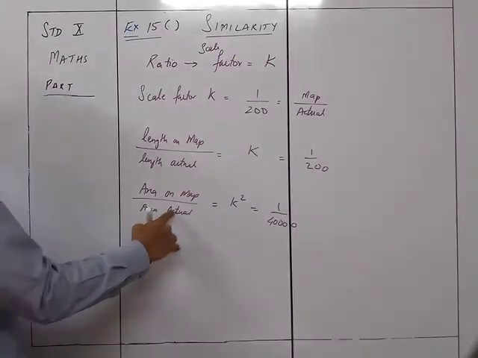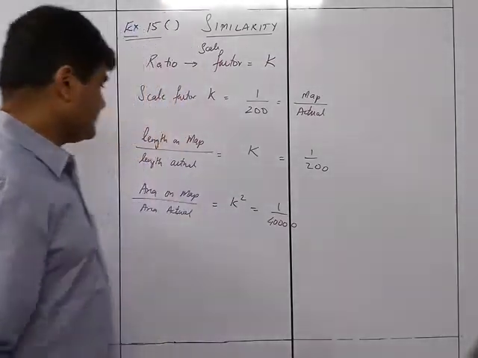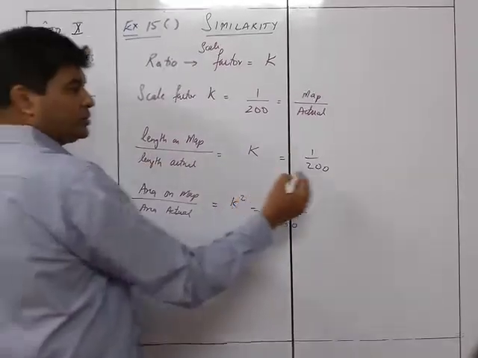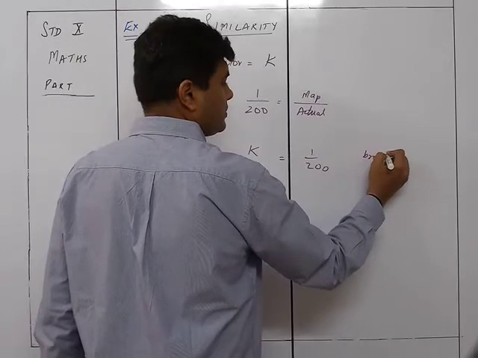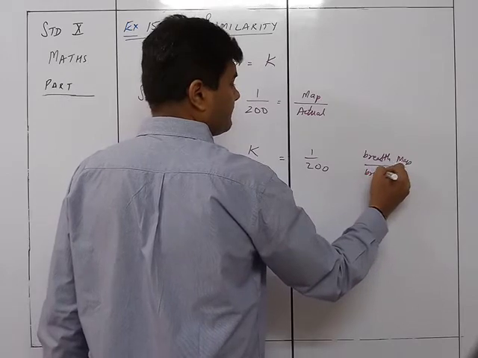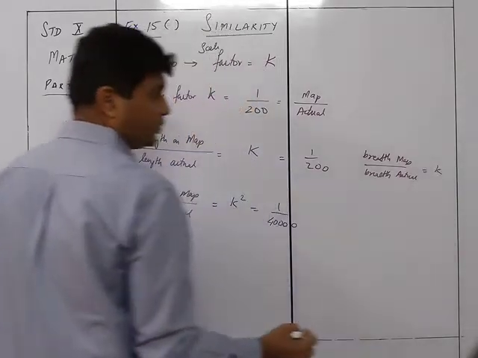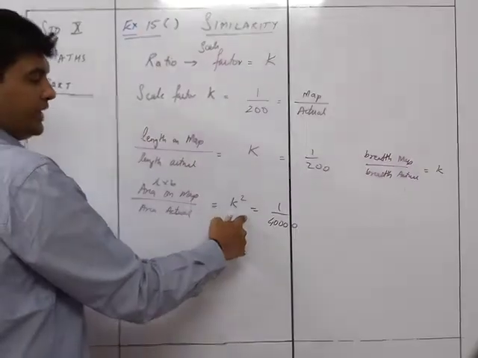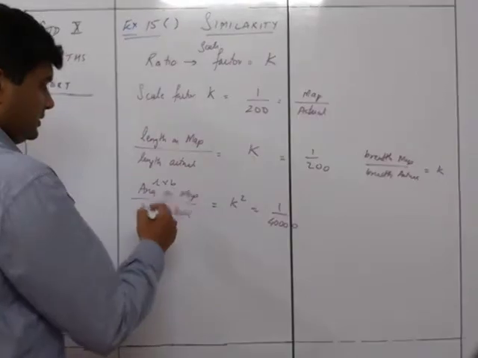Okay, that is area on map upon area actual. Because this is nothing but length into breadth. If length is K, we also have the width or the breadth, map upon breadth actual is equal to K. So we know that area is length into breadth, so it is K into K, so K square. The next is volume.